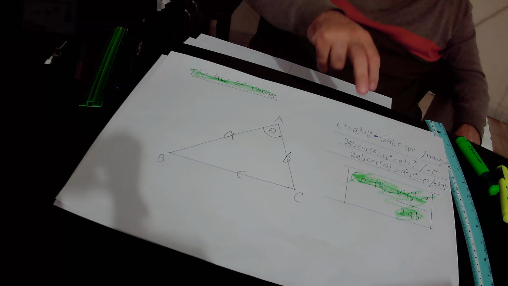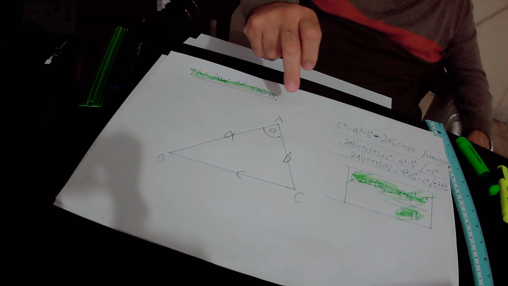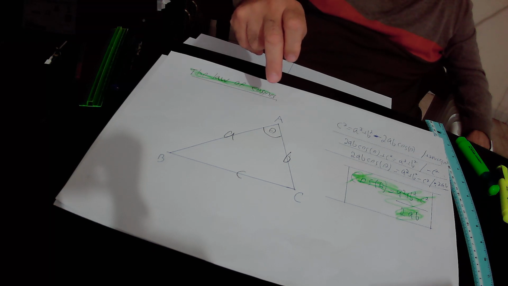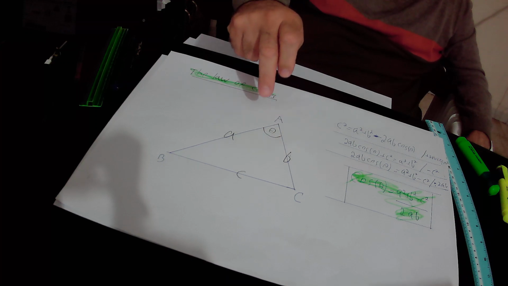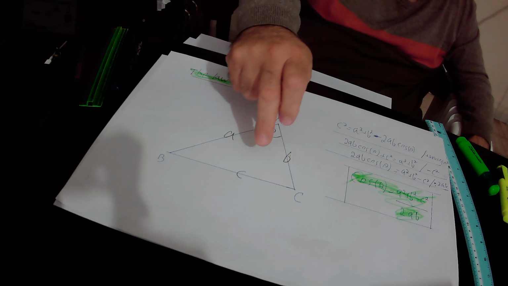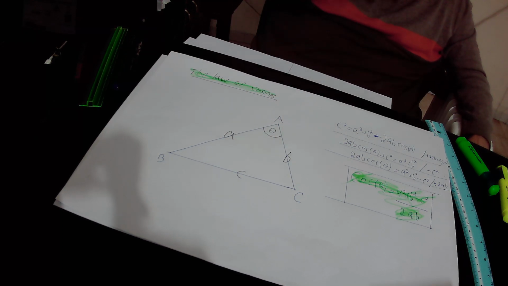From this equation, it is very easy to arrive at cosine theta equals A squared plus B squared minus C squared over 2 times A times B. Again, cosine theta equals A squared plus B squared minus C squared over 2 times A times B.